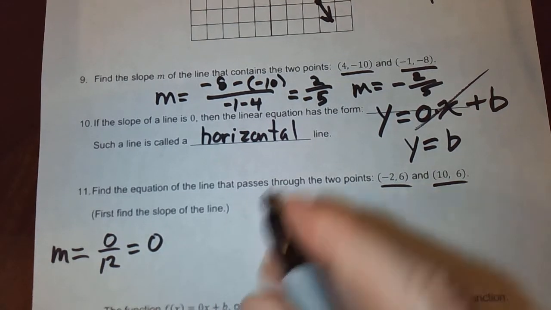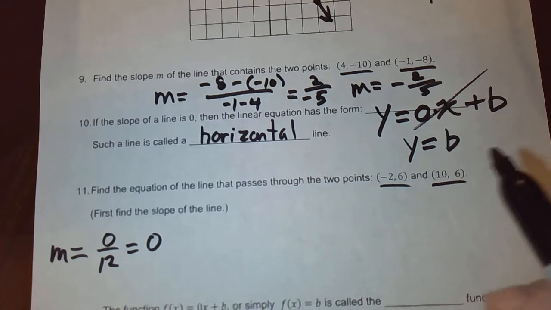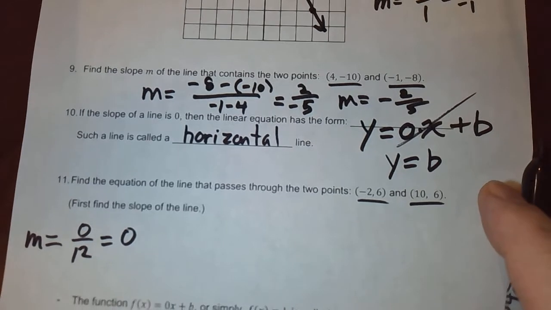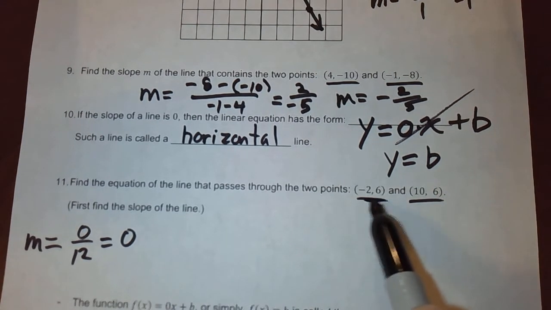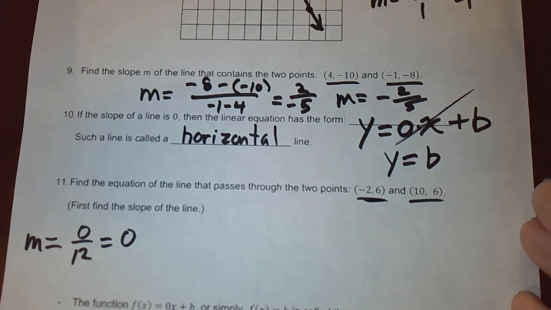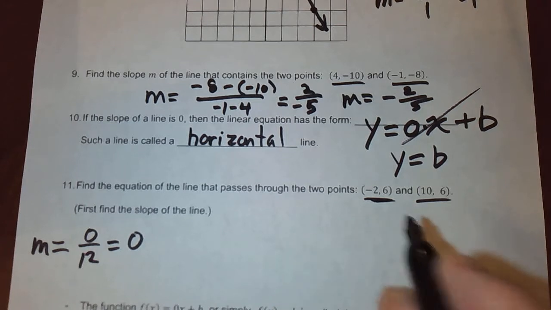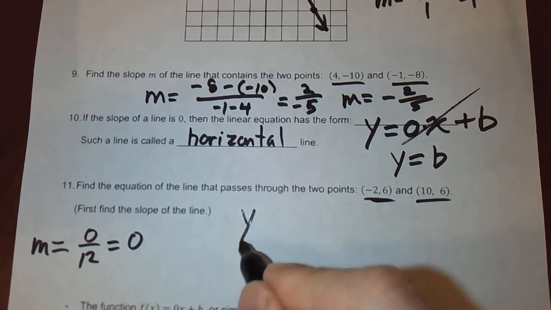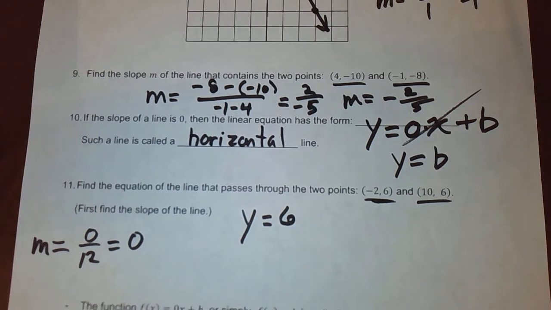Okay, so actually this one is really simple to think about. What's the height of this point? 6. What's the height of this point? The y value is also 6. So this is going to be the line y equals 6. It's the horizontal line.